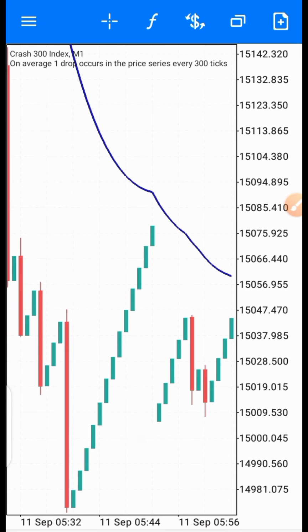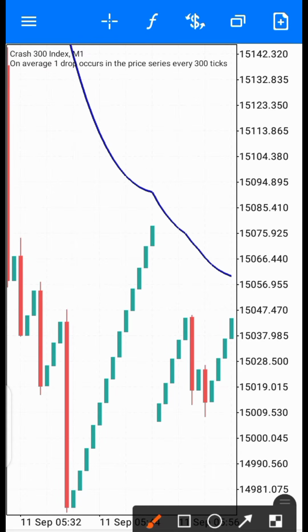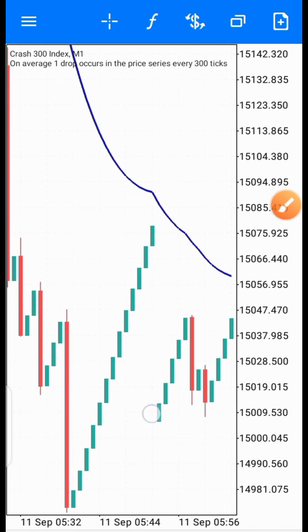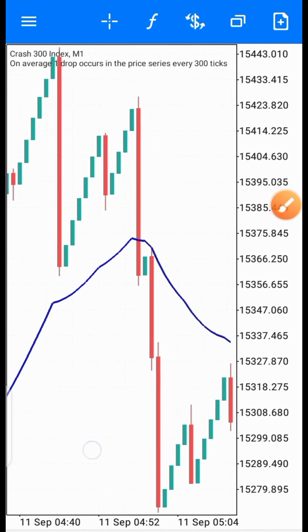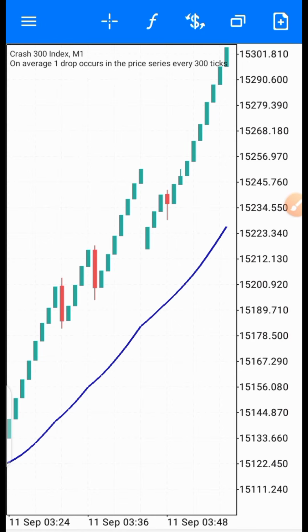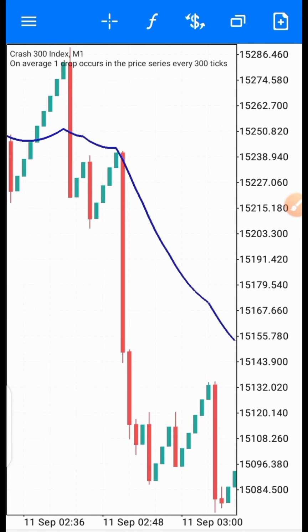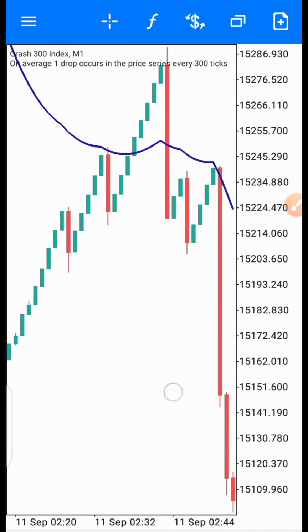You can see that the spike happened from here and the retracement ended here. So that should be level 38, between level 35 and 50. So let's go on to more trades.